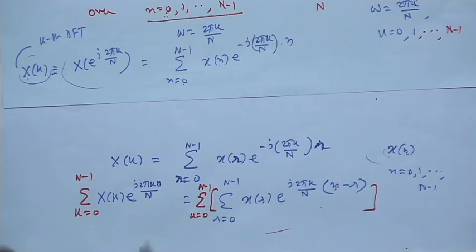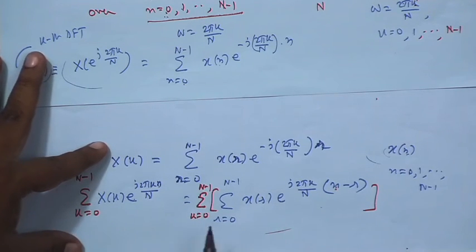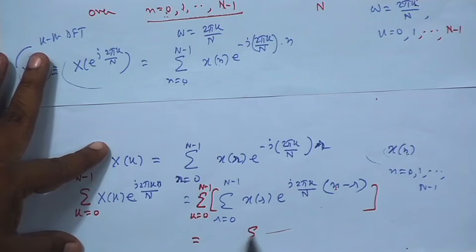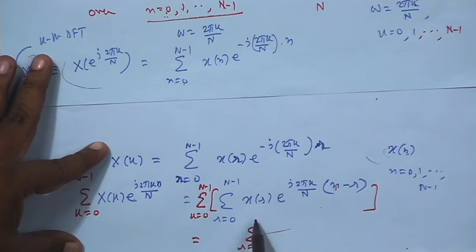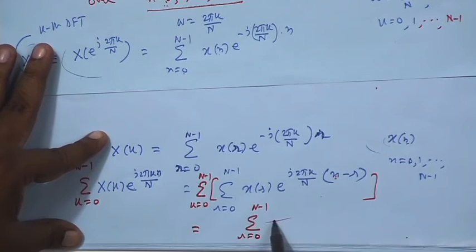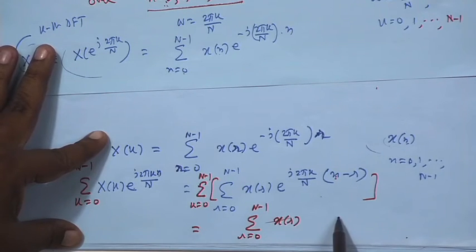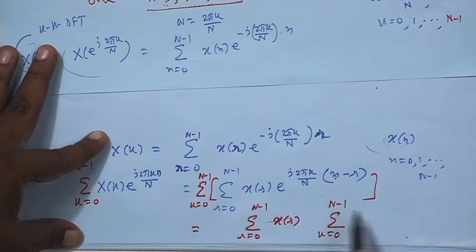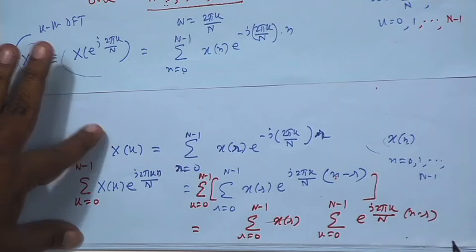But I know whenever there is a double summation, the rule of thumb is you should interchange the two summations. So, the sum over r will go outside. x of r depends only on r, so I can happily keep it outside. Then k equal to 0 to N minus 1, e to the power j 2 pi k depends on k, so it comes here as (n minus r). All right.